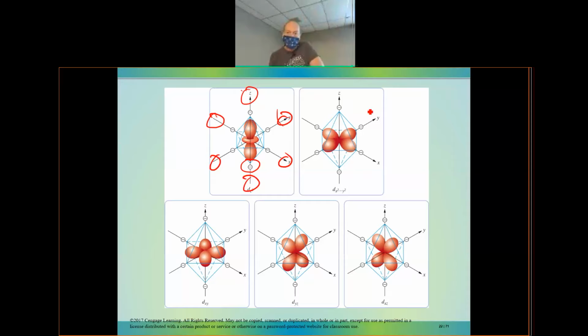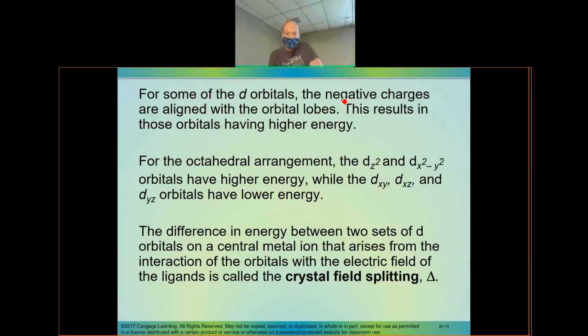Same thing over here. You got your ligands that are coming in. You got your negative charge. And so you're going to have repulsions there. It's going to have higher energy. Over here, we don't directly have an orbital on any of these negative charges. And so those are more stable, lower in energy. We don't need to know that, but that is why you're going to have 3 at lower energy, 2 at higher energy. That's what you have to know.